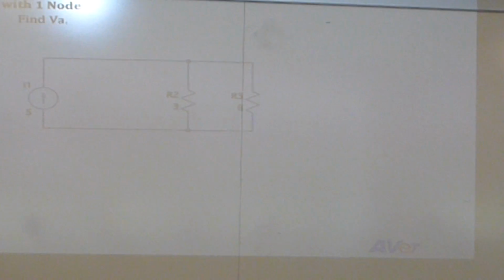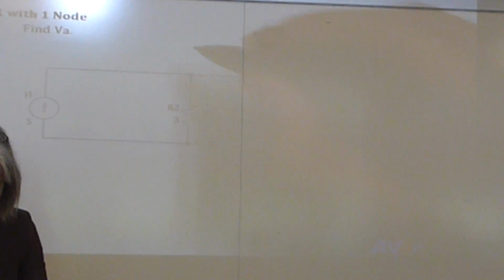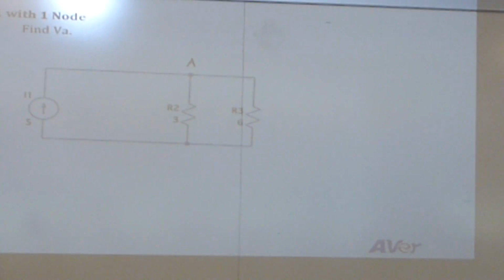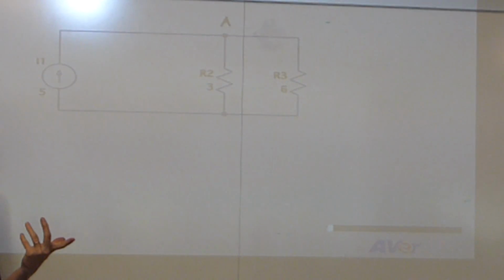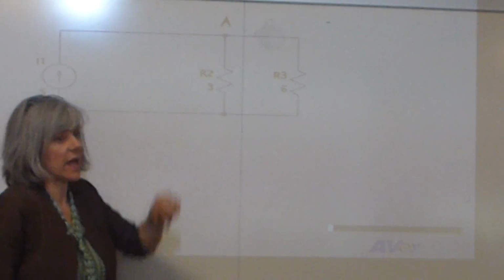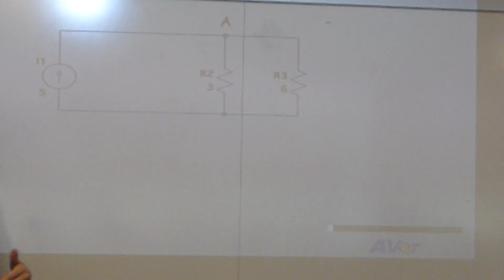So I said find V sub A. I'm going to call this A. I'll make it a little bit bigger. Okay, so before we get started, if I wanted to find V sub A, what are 2 or 3 solutions I could already know how to solve this with? What could I do?